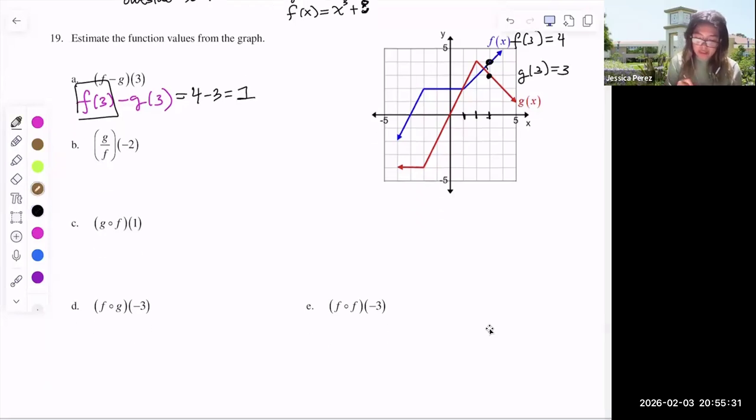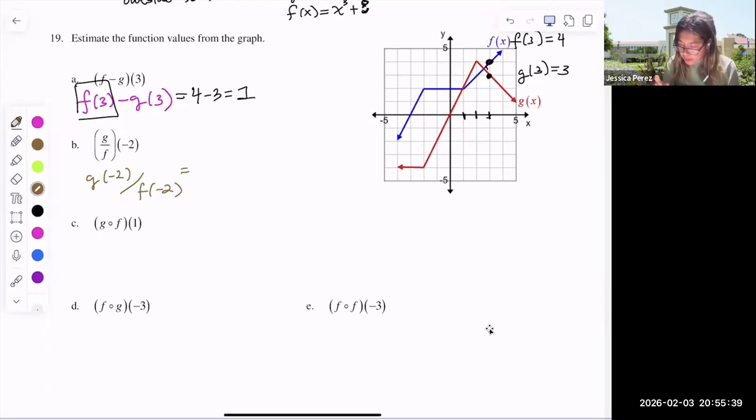Now the next one is g of negative 2 divided by f of negative 2. So g of negative 2, there's my g. 1, 2, bring it all the way down. That looks like negative 4. All over f of negative 2. So negative 2, it's up here at 2. So then you divide negative 4 by 2. That's negative 2.